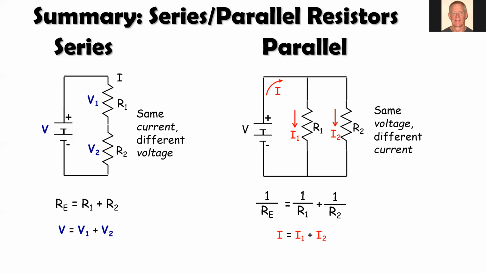For a parallel circuit, we flip it around. They're going to see the same voltage, but different currents flowing through the parallel resistors. And the equivalent resistance is equal to 1 over R1 plus 1 over R2, or I should say 1 over the equivalent resistance. And the total current is equal to the sum of the individual currents as it splits and travels through the 2 resistors in parallel.